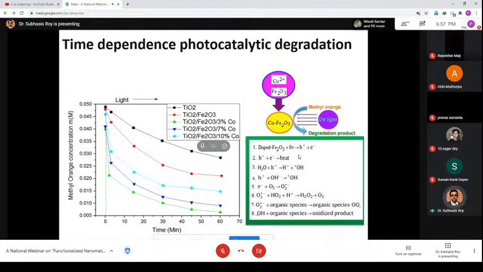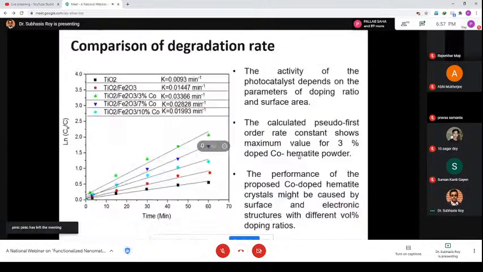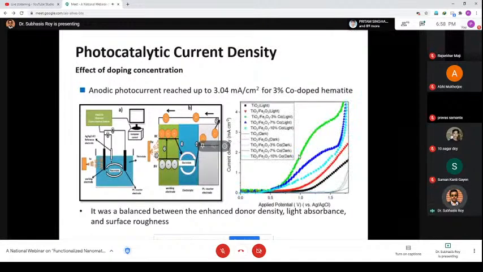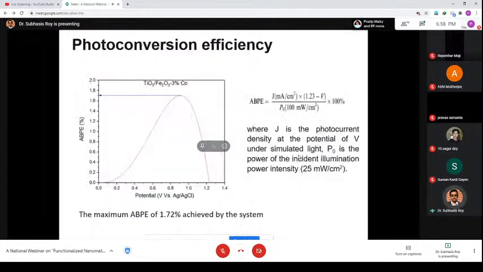We show that the 3% cobalt gives the maximum kinetic rate, and the light absorption property is maximum in the 3% cobalt doping composite films. This is the current density measurement. Current density reached a very good value, and we optimized that 3% gives the maximum current density using this potentiostat, giving 3.04 milliampere per centimeter square. Here the photon conversion efficiency we got is 1.72%, which shows how much photon is converted.